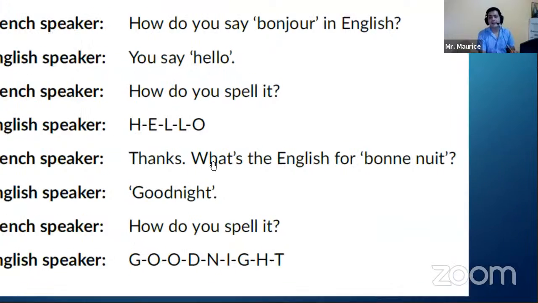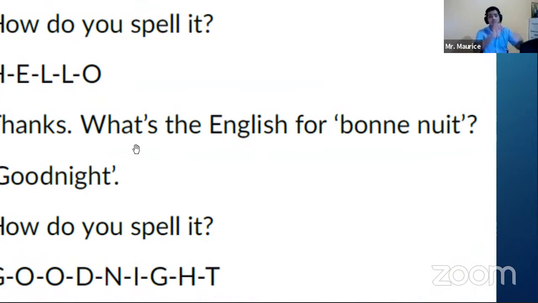Tenemos una tercera pregunta. Please, jot it down. Escriba, por favor. Jot it down. La tercera pregunta, usted observa, es what? What's the English for bonne nuit?